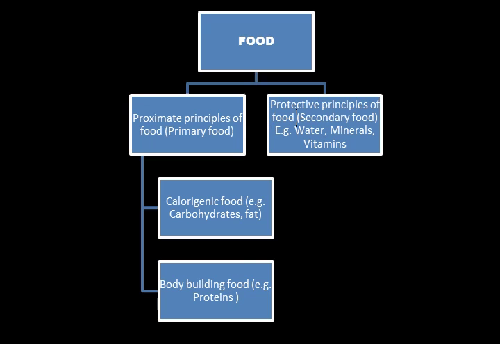Now the next type of food is body protective foods or the protective principles food. This is also known as secondary food. Although this food is not directly involved in body development, it plays a very important role in protecting our body from various diseases, and it also helps in development of our immunity. And these are like water, minerals, vitamins, etc.